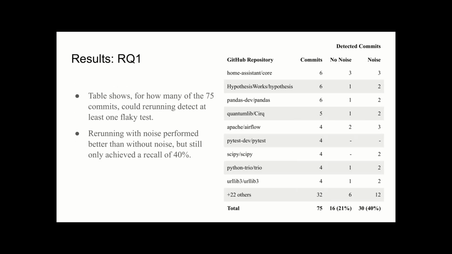This table shows the results of RQ1, highlighted for the top 9 repositories in terms of the number of flakiness repairing commits we sampled. The first numerical column, commits, indicates the total number of commits from that project in our baseline. The next column, no noise, shows how many commits were detected by rerunning without noise. The final column shows how many were detected with noise. As the results show, rerunning with noise attained a better recall than without noise, but at just 40% of the 75 commits it is still low.